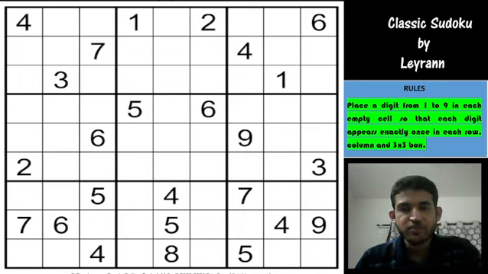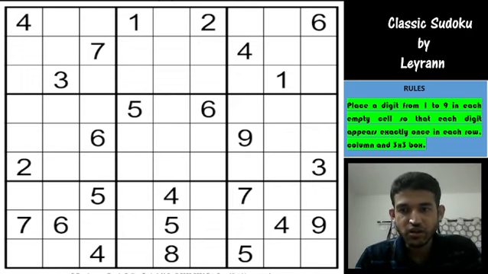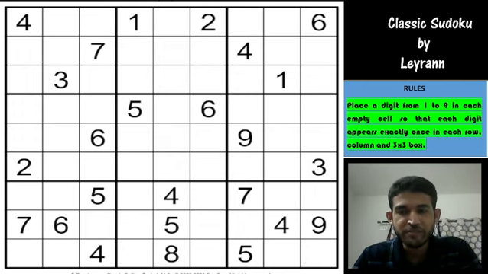Having said that, you guys can still try out the classic Sudoku yourself. The link to solve is given in the description of the video. Please do give it a try and come back and watch the video. As I've solved this now, I know exactly how to proceed in the Sudoku. So let us just go to the Sudoku.